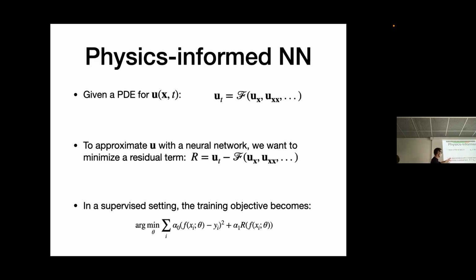What you want to say is that my solution u, given by the neural network, has to minimize the residual, which is the evolution of u, given all the derivatives with respect to x and second derivative and so on. So what you can do very easily in a supervised setting, you consider the typical regression loss function as before, which is the difference between your prediction and the true values. And you add the term R, and R is this. It's the residual of the predicted values. Because you want the output of your network to follow this equation, you want the residual to be equal to zero, or very low at least.